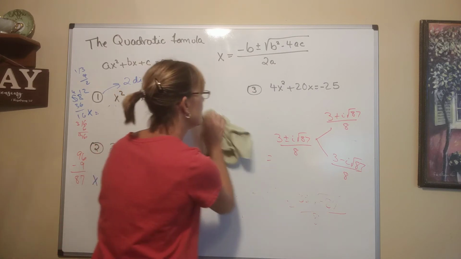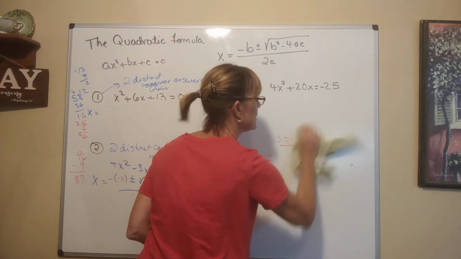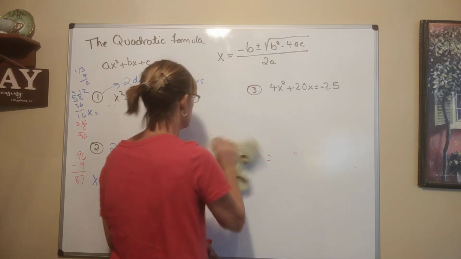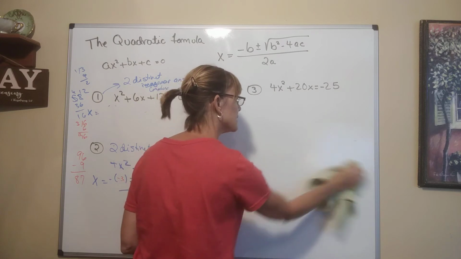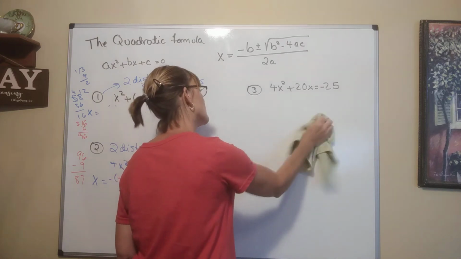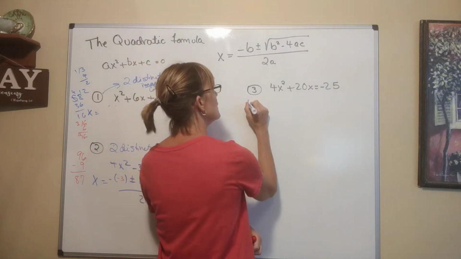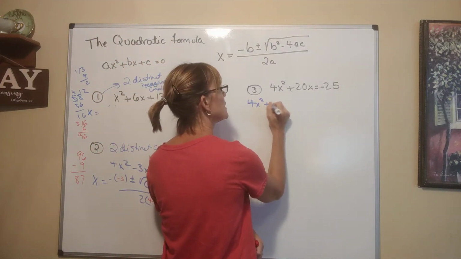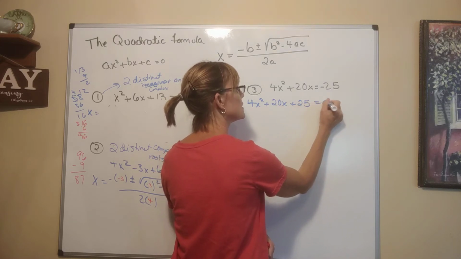Alrighty, ready. Number 3 goes like this. Is it in standard position? No, it is not. So let's put it in standard position by getting a 0 on one side. So what I'm going to do there is I'm just going to simply add 25 to both sides. 4x squared plus 20x plus 25 equals 0.